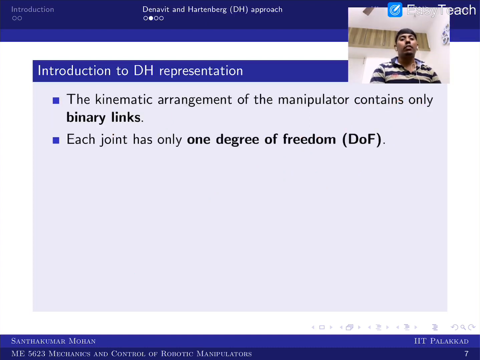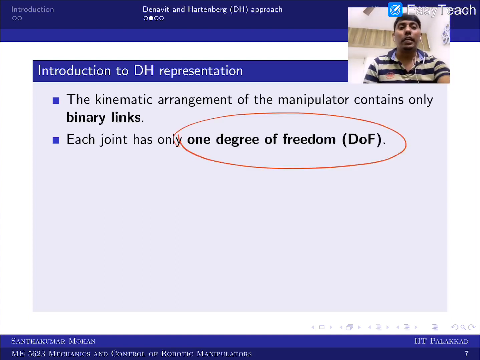The second assumption they made is that each joint, or each constraint, has only 1 degree of freedom. In the sense, it will allow only one motion. For example, if this is one link and this is another link, this particular joint will allow only translation, or it will allow only rotation. So the two bodies associated with one joint, the joint will allow either translation about its axis or rotation about its axis. That's all. This is what we call a 1 degree of freedom joint. This is the second assumption they made.